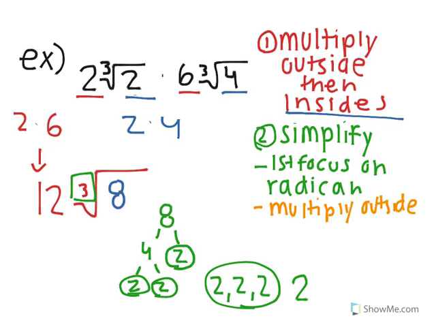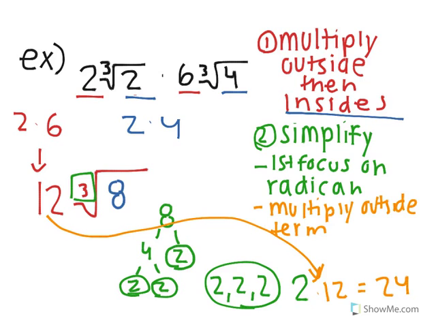So nothing was left under the radical because this is an example of a perfect cube, because 2 cubed is 8. So that means if I took the cube root of 8, it's going to be 2. So I bring back the outside term times 12, and I'm going to get 24. And that's going to be my final answer.